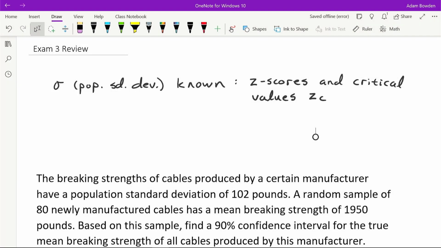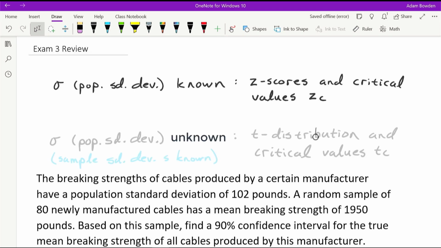Before we jump into an example, I'd like to mention the difference between knowing sigma and not knowing our sigma values. When we know sigma, which again is the symbol used for population standard deviation, when that is a known quantity or an assumed quantity, then our formulas and our calculations are going to revolve around the normal distribution using z-scores and the critical values called z sub c.